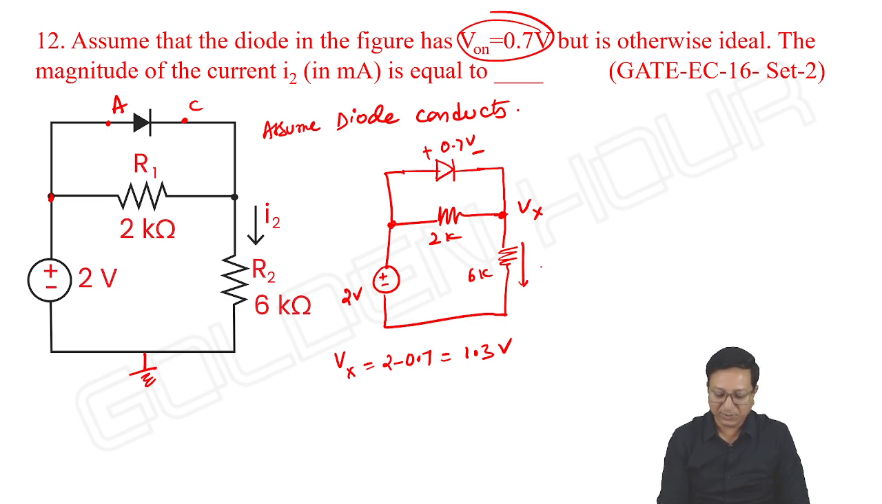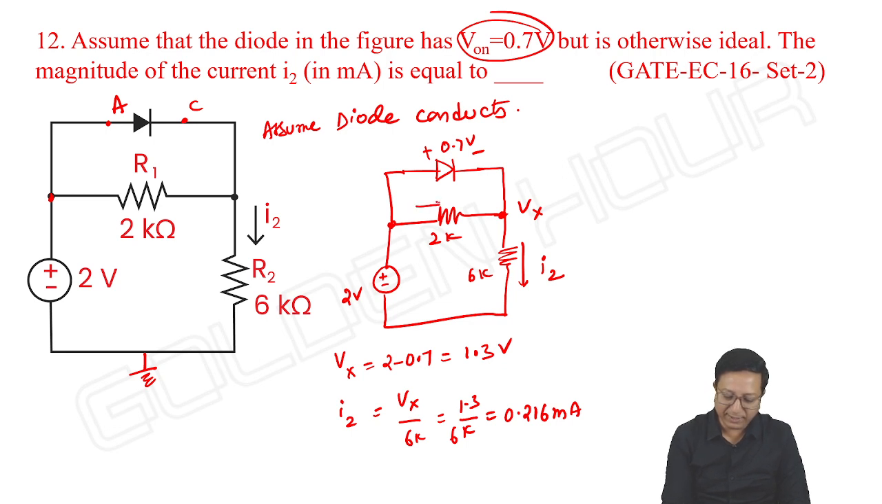Then what about this current I2? I2 is equal to Vx by 6k, 1.3 by 6k. So it comes to be around 1.3 by 6. Let me do some calculations. 0.216 milliampere. Okay, I2. Then let me take this current as I1. What might be I1?